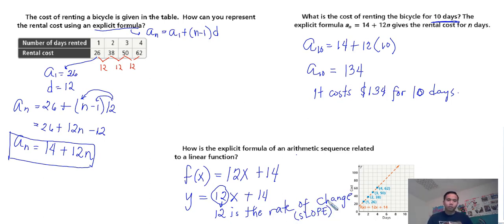It changes because of the common difference, we said it's 12. So the rental cost will add 12 every single day. So if you have the 5th day, you have to add 12 to 62. All right. Next.